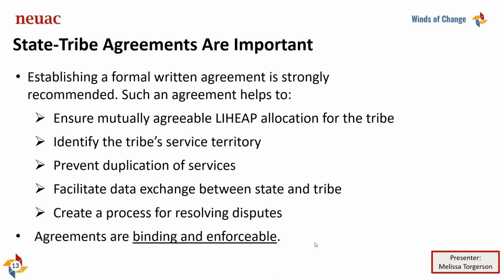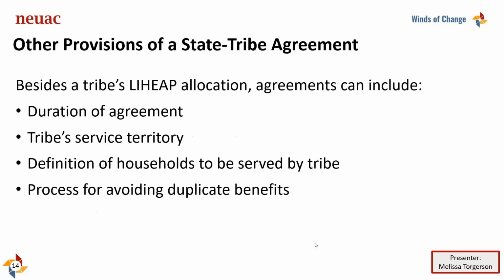Preventing duplication of services, facilitating data exchanges, if that's something that you are interested in doing, and then creating a process for resolving disputes. Now, agreements are binding and enforceable. And so as you all were just talking about making sure everyone has copies, in my head, I kept thinking, well, don't they all sign it? I could turn in a random copy without the tribe ever seeing it. It sure seems like a signature line is important. So we're going to add that to the slides if we haven't already.